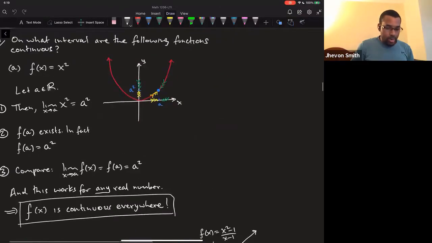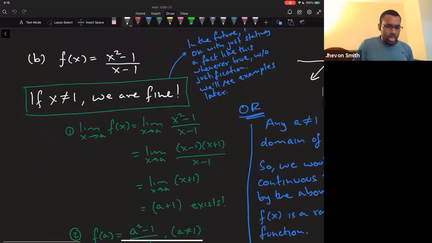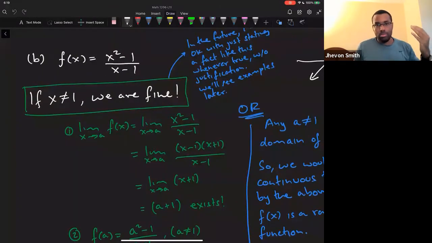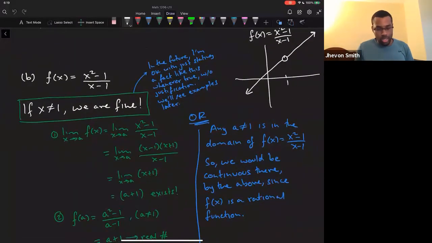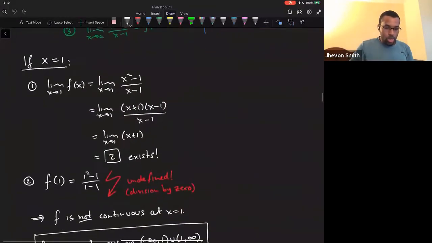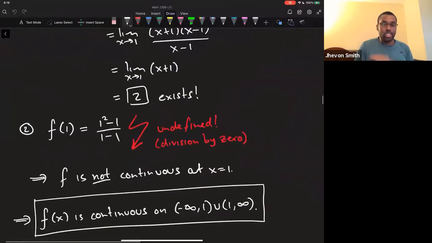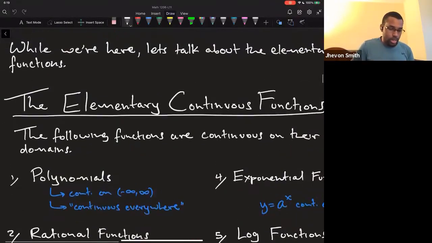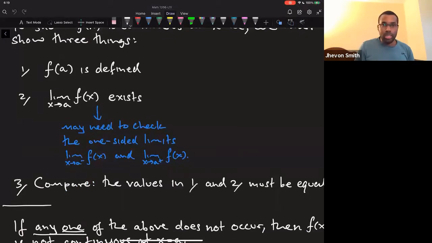So then we went and we looked at a bunch of examples. So we looked at the example, f of x equals x squared minus 1 over x minus 1. We said that, oh, if x is not equal to 1, we're fine. Why is that? Because it's a rational function, so we know it's fine if the denominator is not 0. So now we need to check where the denominator is 0, which is when x equals 1. And what we would notice is that the limit exists and its value was 2, but the function itself was undefined, and so that breaks the three steps that we have here. Right? Item 2 worked out, but item 1 didn't.